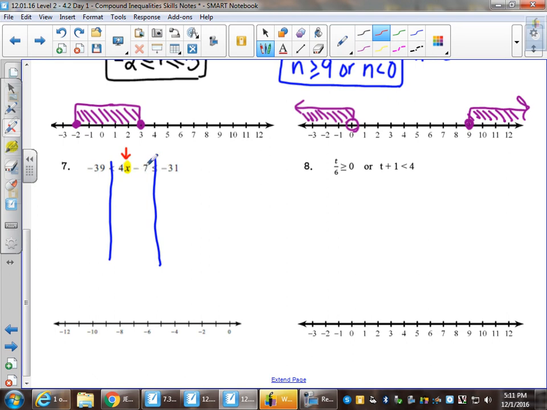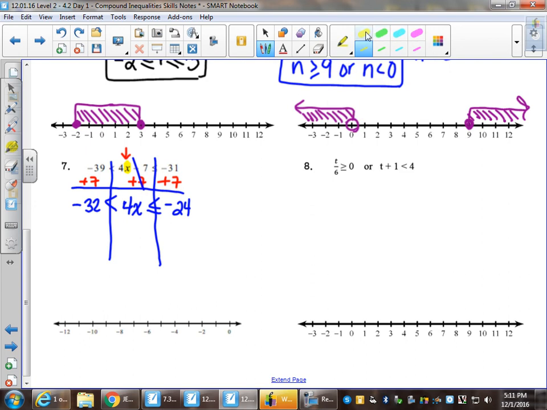I see 4x minus 7 in the middle. If there's something you can add or subtract, we need to do that first. So I see minus 7, so I want to add 7. If we add 7 here, we have to add 7 here and here. Negative 39 plus 7 is negative 32. Keep the inequality signs just the way they are. This is now just a 4x in the middle. And then on the far right, negative 31 plus 7 is negative 24.